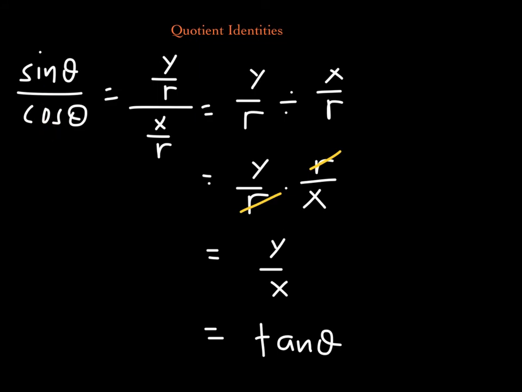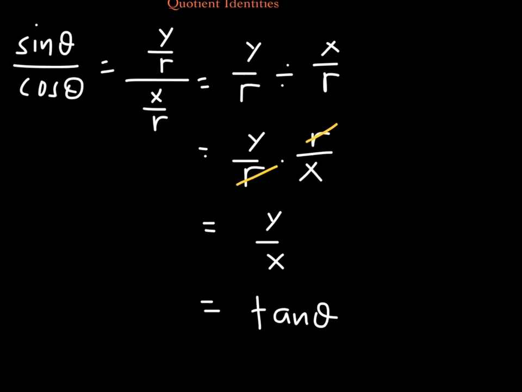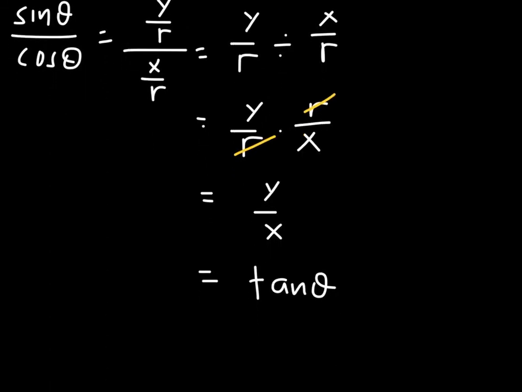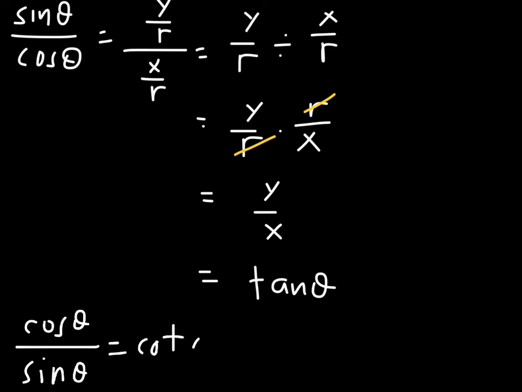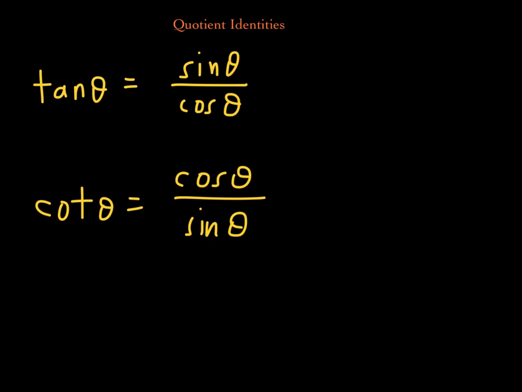Now, similarly, I can show you, or you can do this on your own if you'd like, which would be even better, that cosine of theta divided by sine of theta will be equal to cotangent of theta in a similar way. So let me write down your quotient identities formally and really neatly for you. All right, these are your quotient identities. Okay, cool. Make sure you have those handy.